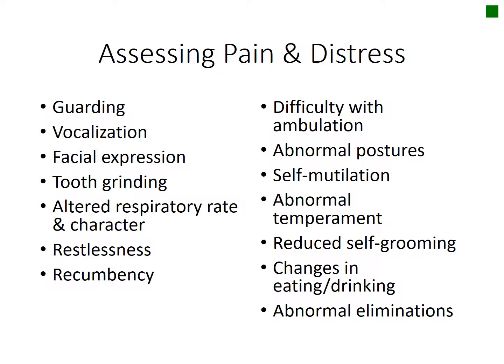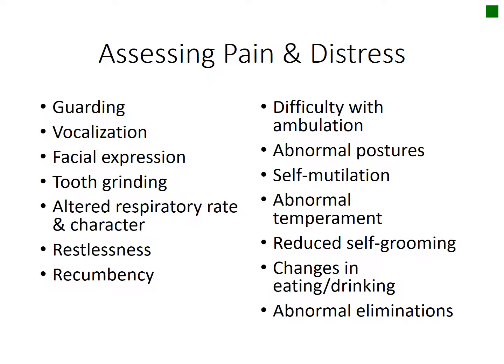Abnormal postures for our species include head pressing, tucking the abdomen, hanging down their head, a head tilt, or a stiff gait, as some examples. Self-mutilation, specifically in our non-human primates, but also in our other species, includes licking, biting, kicking, pressing, shaking, or scratching the painful area. Anytime you see abnormal temperament, possible aggression towards the handlers, that can be a sign of pain and distress. Reduced self-grooming, ruffled or soiled hair coat can indicate pain or distress.